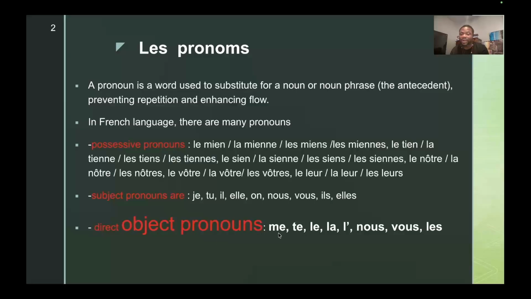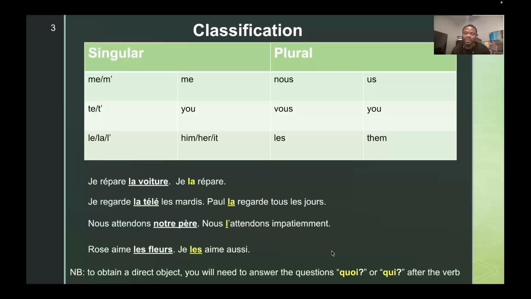So in French, they are me, te, le, la, l'apostrophe, which is the same as le and la, nous, vous, les. So these last three are plural and the first ones are singular, but we are still going to see that classification next. So we have me, te, le, and la. This is first person, second person, third person.